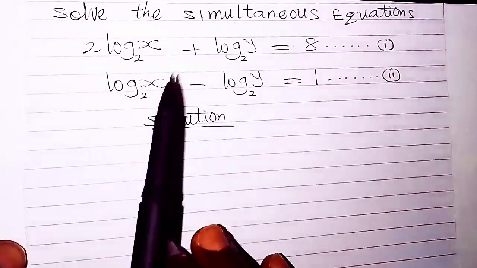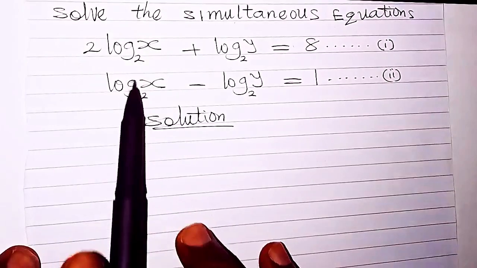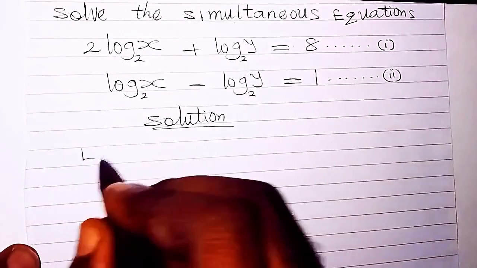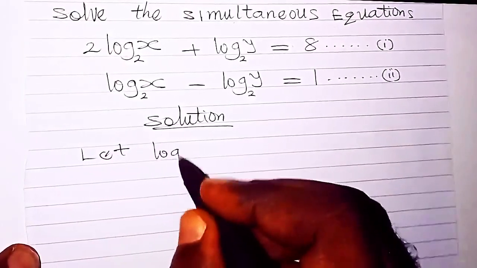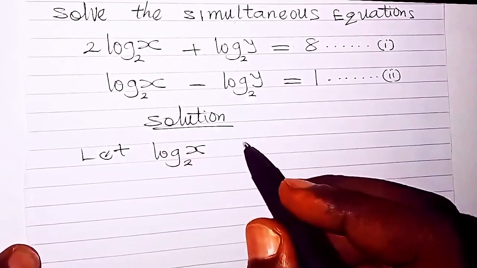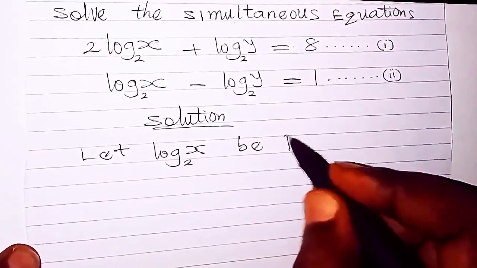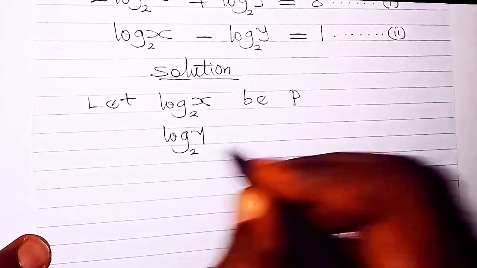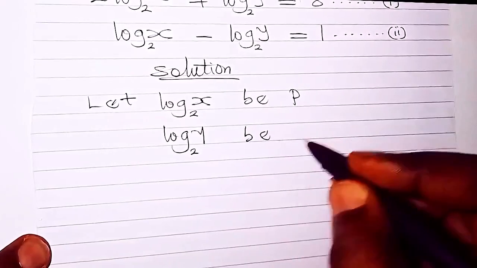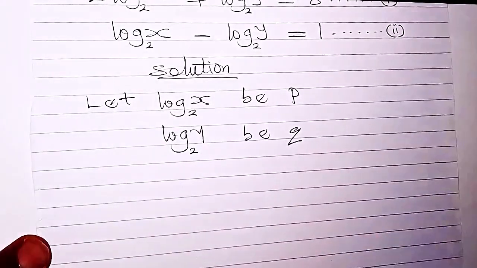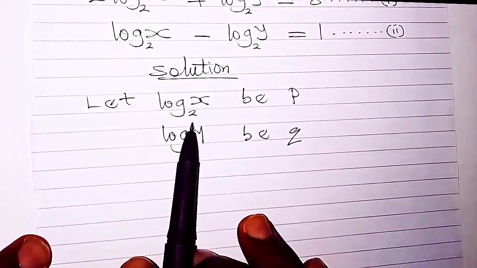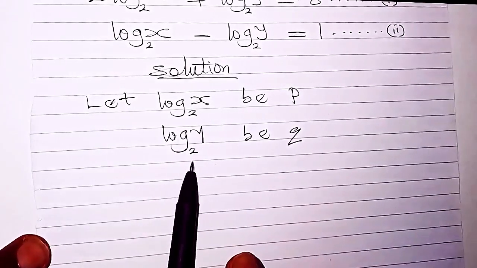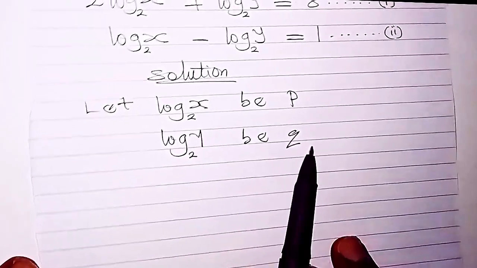Of course, we can just represent log x base 2 by some other letters. Let's say we let log x base 2 be p, and then maybe log y base 2 be q. And then that tells us that wherever we see log x base 2, p can be substituted. And wherever we see log y base 2 in the equation, q can be substituted.